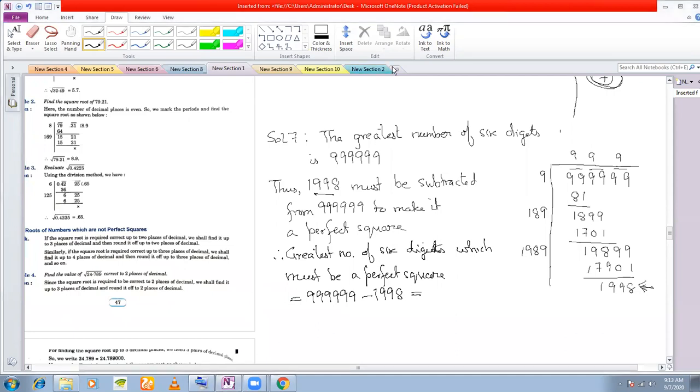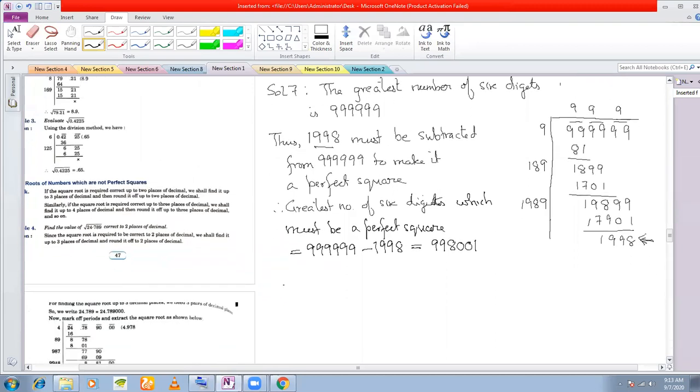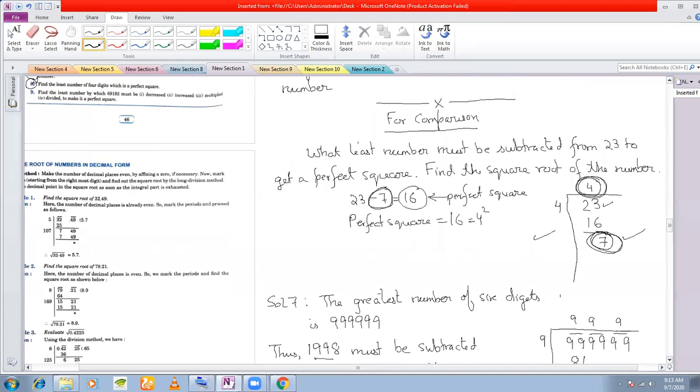So we're getting this as 998,001. Okay, so this is the greatest number of 6 digits which is a perfect square. And what is the square root of this number? Compare it with this. In order to make 23 a perfect square, how much are we subtracting? We are subtracting 7 to get 16, right? 23 minus 7 gives 16. And 16 is the square of 4.